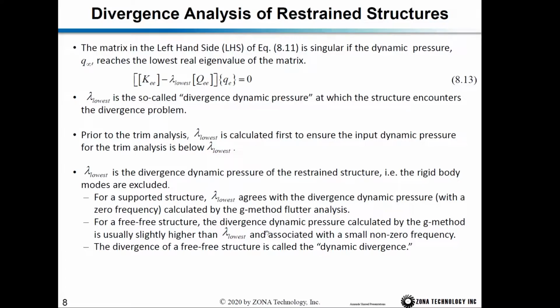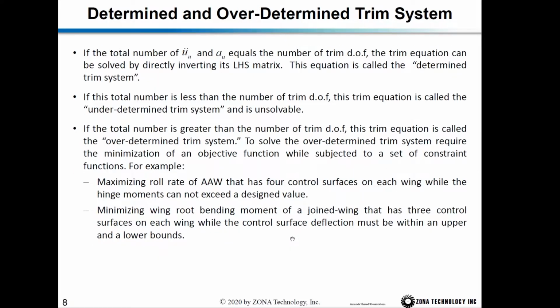The divergence of a free structure is called dynamic divergence. This is because for a free structure, when the structure encounters divergence, for example, the wing has a large torsion deformation that will create lift. This lift can lift up the whole aircraft weight and become a solitary type of response. And because it involves the total weight of the aircraft, the frequency is small, but it's not exactly zero.